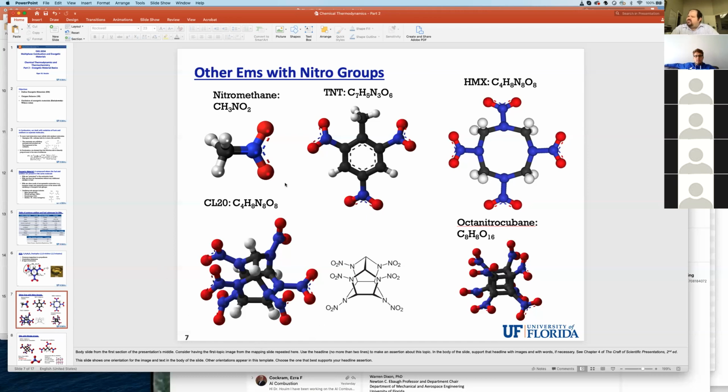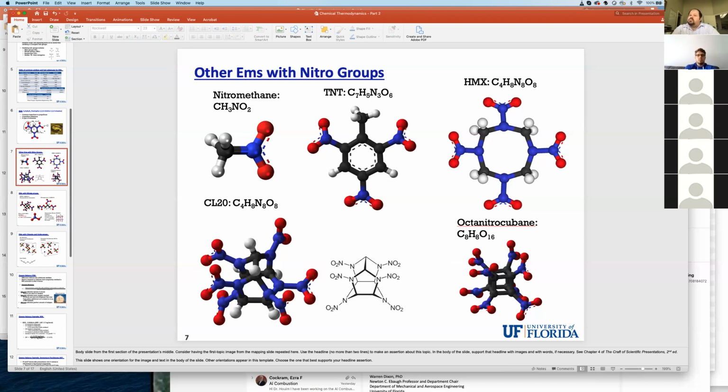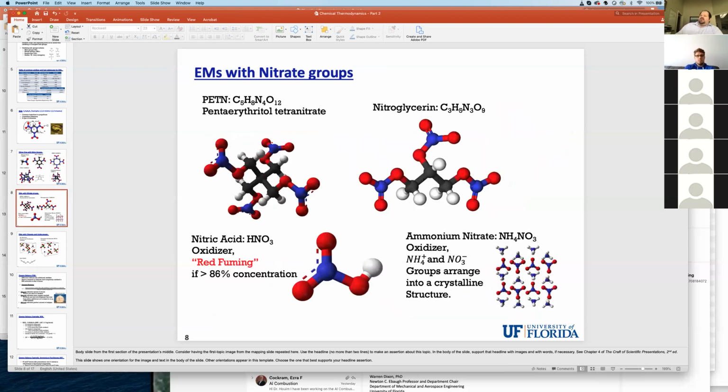CL-20, CL stands for China Lake. That's a high density energetic material, and molecularly, probably one of the best energetic materials is octanitrocubane. It's a lattice structure of carbon atoms with a bunch of nitro groups. Unfortunately, it's not practical. It's so expensive to make that it is worth more than gold by weight, but it has been made.